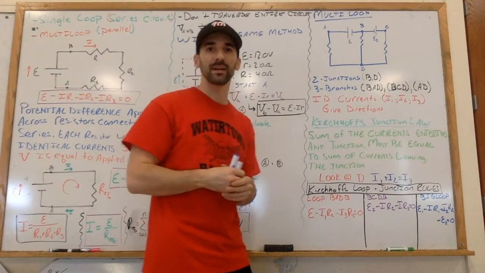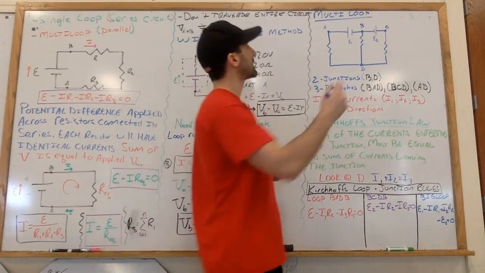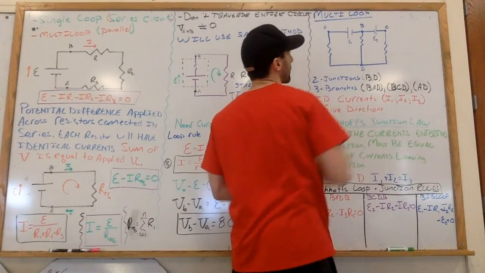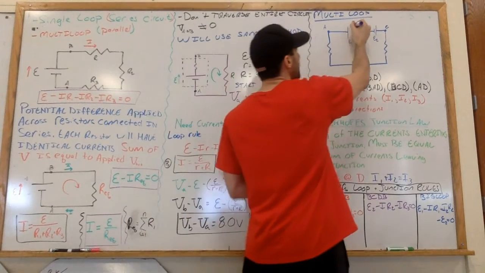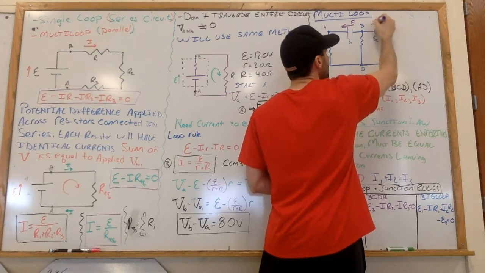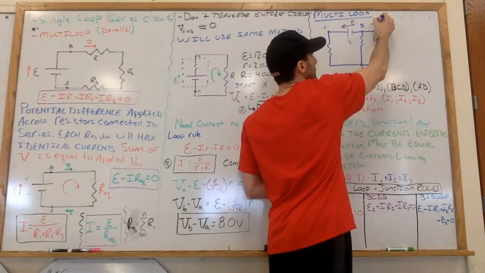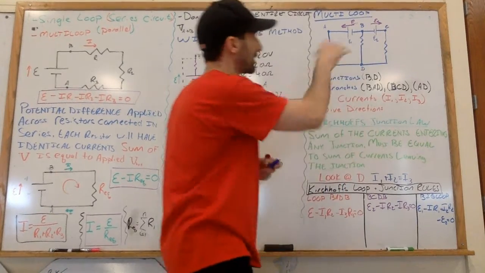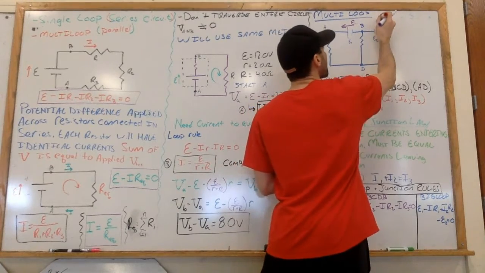Now here I have a multi-loop circuit. We're going to apply the things that we already know. Here I have 2 batteries, battery 1 and battery 2, and I call them ideal batteries. The first thing I want to do is add the direction of that potential difference. So E1 is going in that direction, E2 is going in that direction, and I'm going to change colors for E2, so let's do that now.